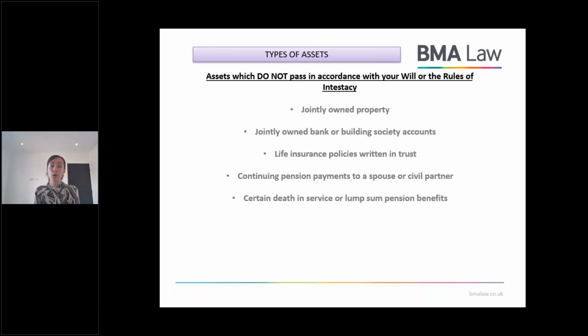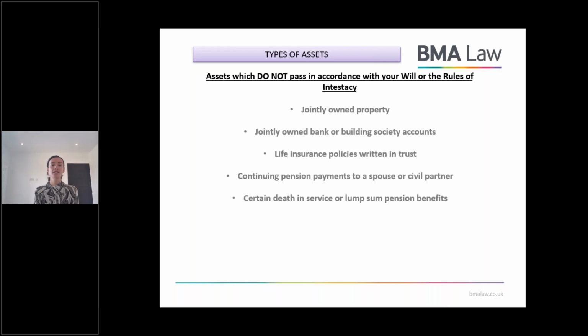You should make inquiries with your insurance provider if you have any type of life insurance policy and ask them to confirm whether it is written in trust or not, and whether you have nominated beneficiaries and it falls outside the scope of your will and the rules of intestacy, because it is really important to help you establish your tax position, and we can help you by looking closer at that. So of course, continuing pension payments to a spouse or civil partner would go direct and not fall into the scope of the will or the rules of intestacy.